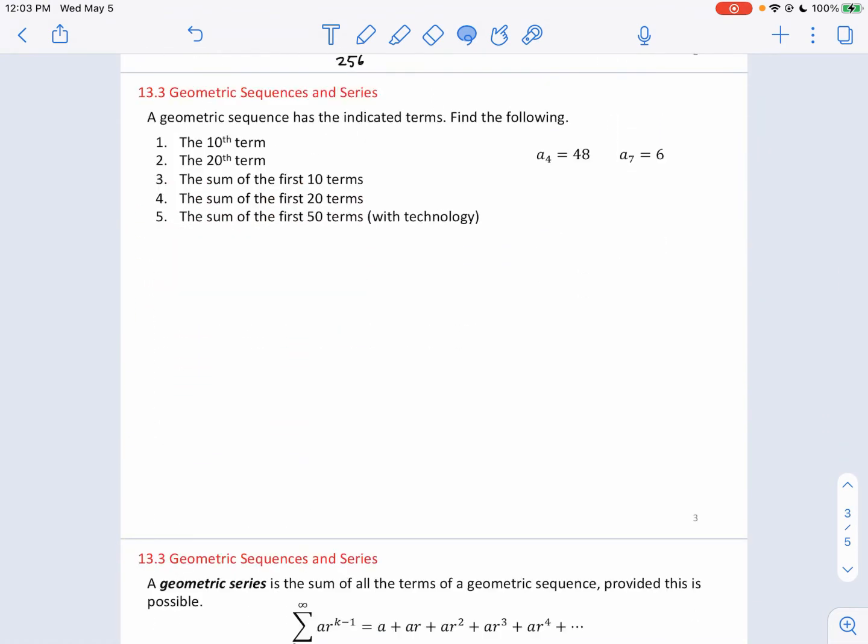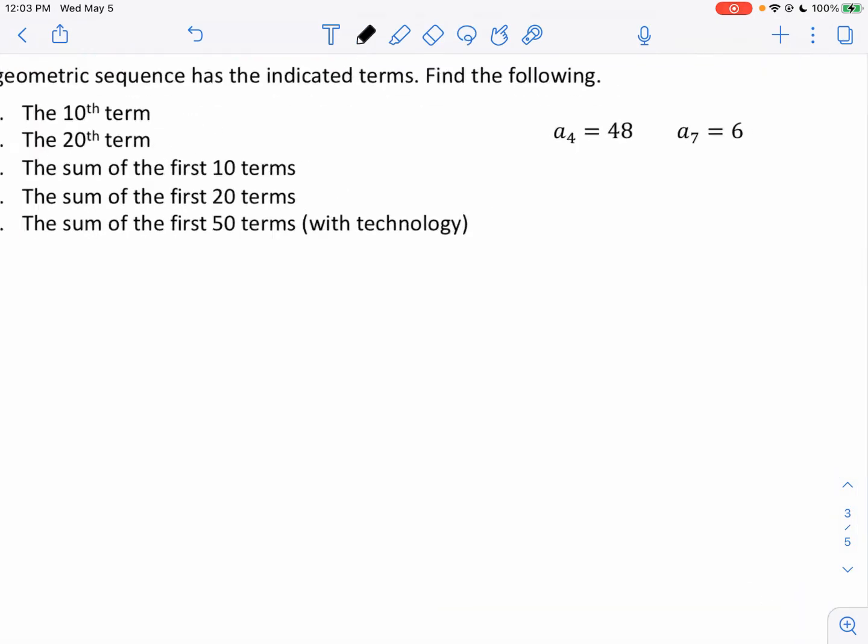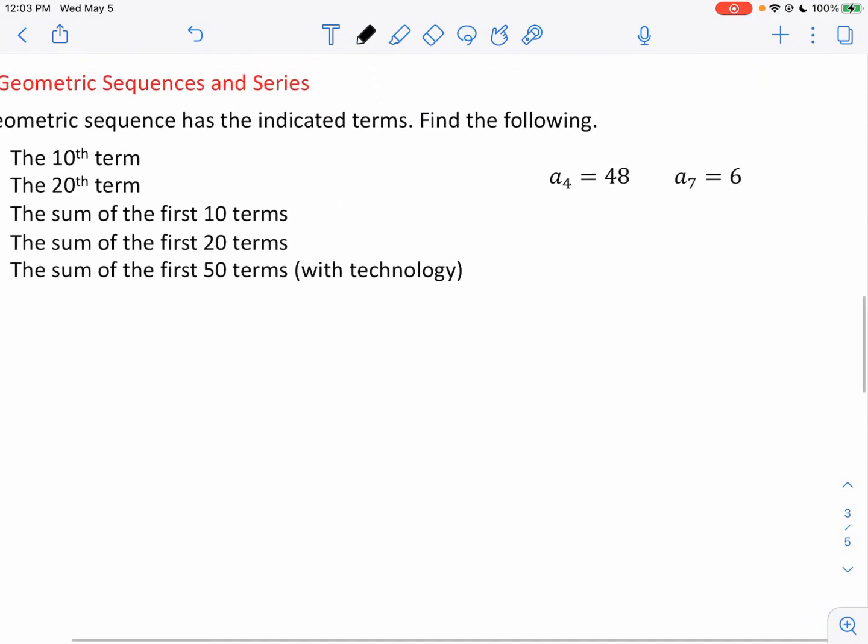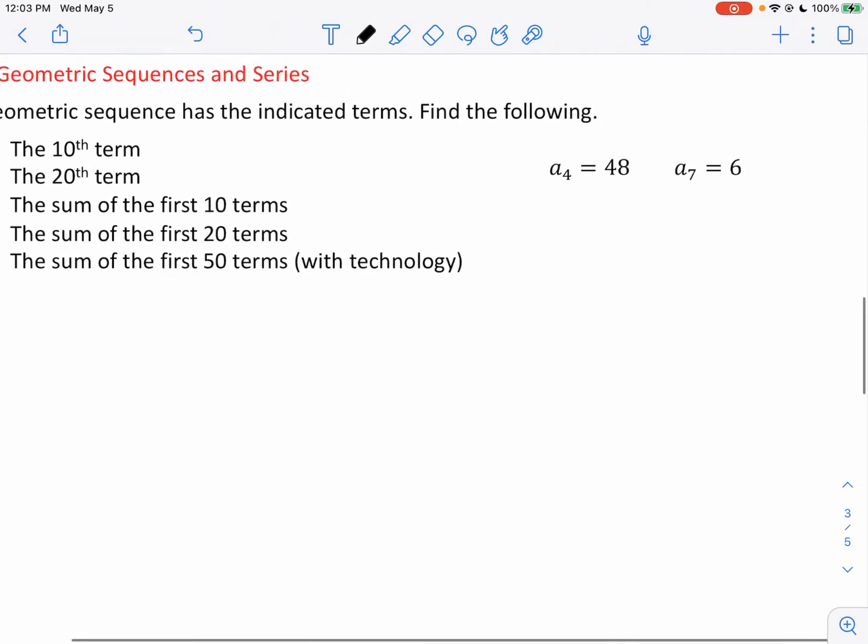A geometric sequence has the indicated terms. Find the following. So this is a similar question, but we're going from a4 to a7, and we're going from 48 to 6. Let's do the process where I just create a system of equations and solve it.